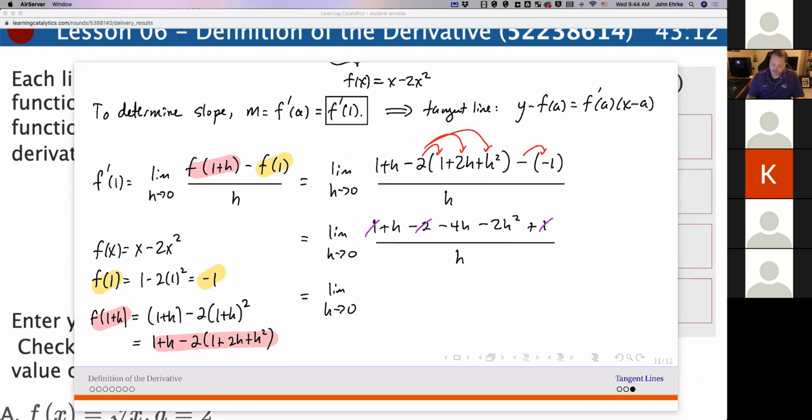Nothing else cancels in the top, but all of the top terms have an h. So you see how every term in the top that's left has an h. I can pull that out. So I'm going to pull an h out from all the terms left in the top. When I do that, I have 1 minus 4, so that's -3. And I have a -2h. So I'm pulling out 1h. I'm left with a -2h.